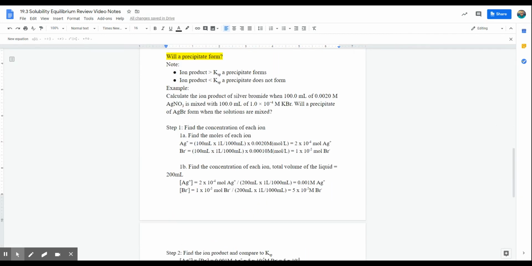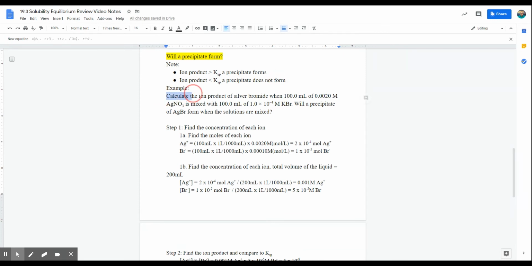Moving on, you can use that to predict if the precipitate will form. If you remember, a precipitate is a solid that falls out of solution when you mix 2 compounds together that are in aqueous states. So just one thing to note from the reading, and I just abbreviated it, is that the ion product, which is what we just found, or I'll show you how to find that, is if it's greater than the solubility product constant, a precipitate will form. But if the ion product is less than the solubility constant, then the precipitate does not form.